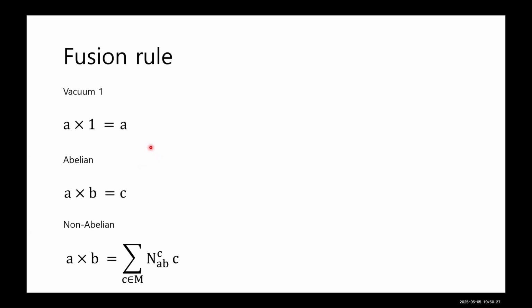The last one is very important. If we try to make a fusion and if there are more than one fusion result, we can make a unitary gate set with the fusion rule. So if we don't have any non-abelian fusion, we cannot make a unitary gate set.